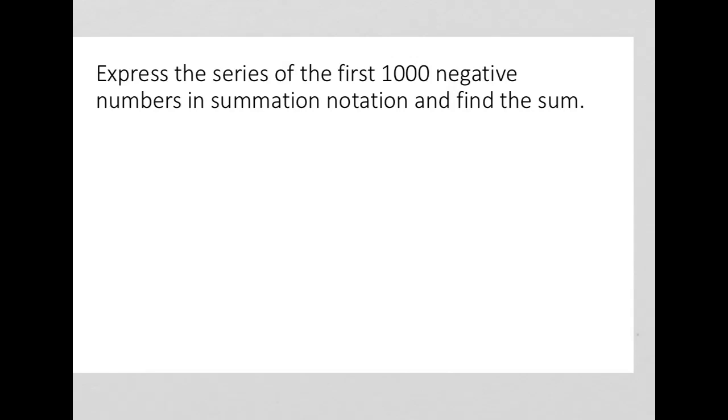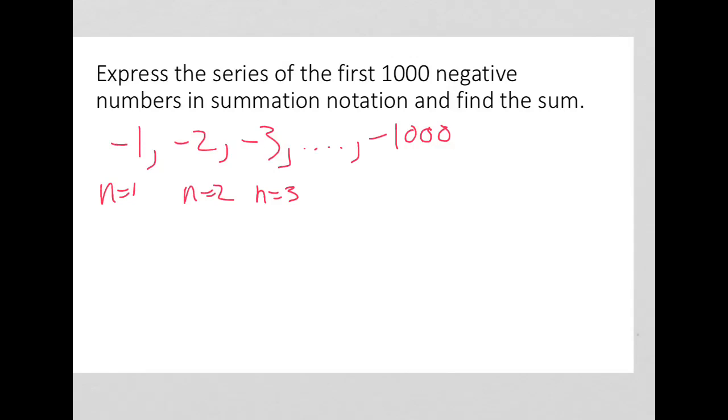So think about what we're doing. If we're listing the first 1,000 negative numbers, well, the first negative number is negative 1, then the second is negative 2, the third is negative 3, and so on, all the way up to the 1,000th negative number, negative 1,000. So if you compare this sequence to the actual term numbers, in each case, the number is just the opposite of the term number, which should make sense.